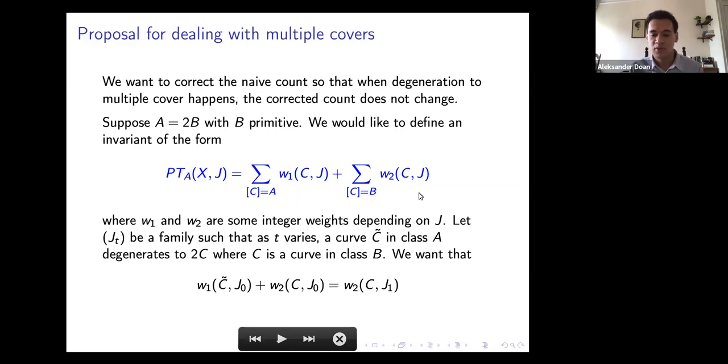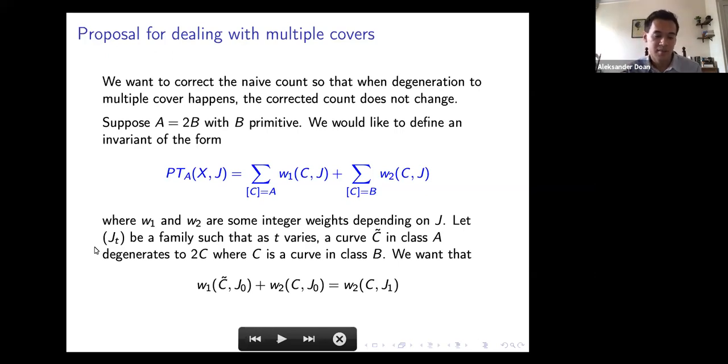So then I want to add some weight W2, which counts embedded curves in class B in such a way that when I lose one of these terms, I gain something in one of these terms. So I think this is explained here. Suppose that I have a family, what do I want these weights to do?